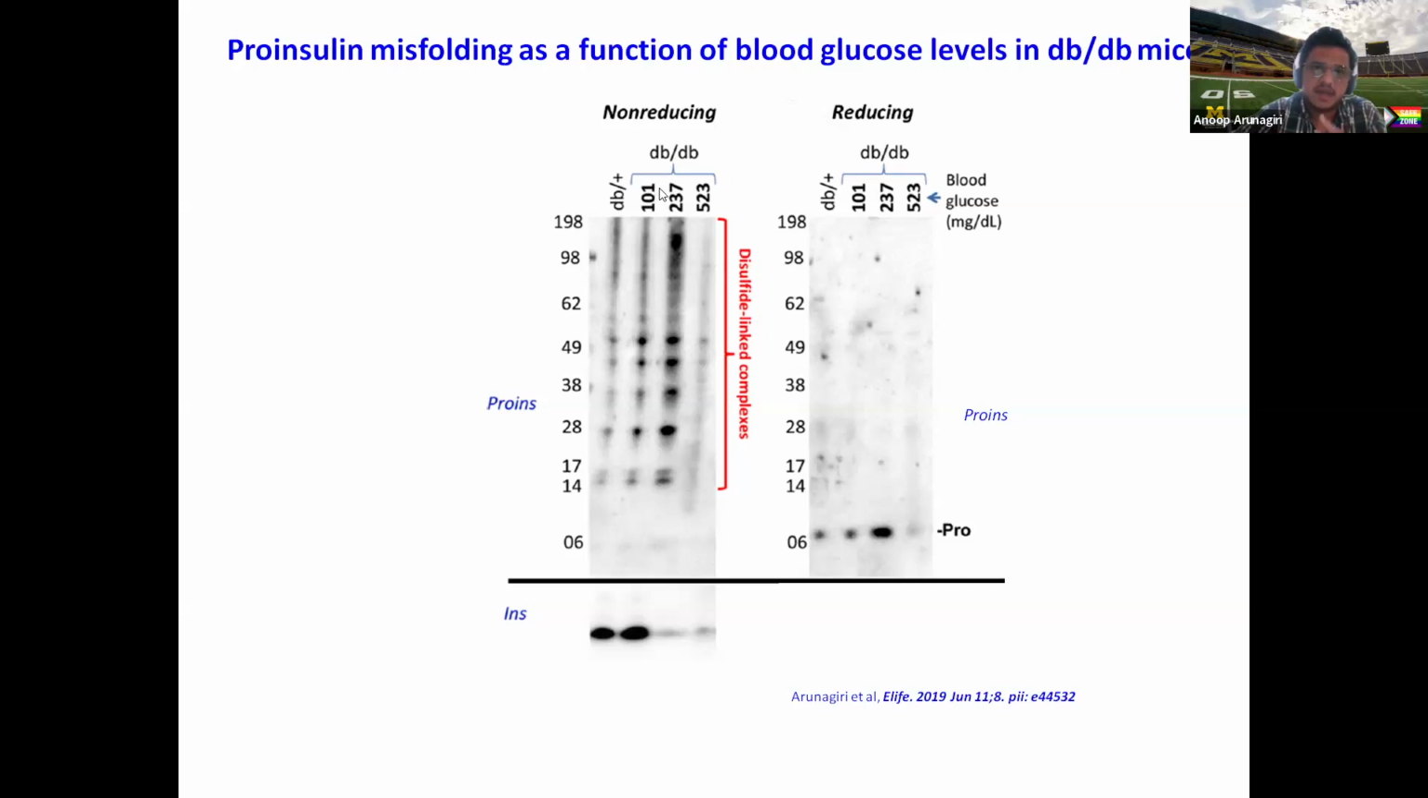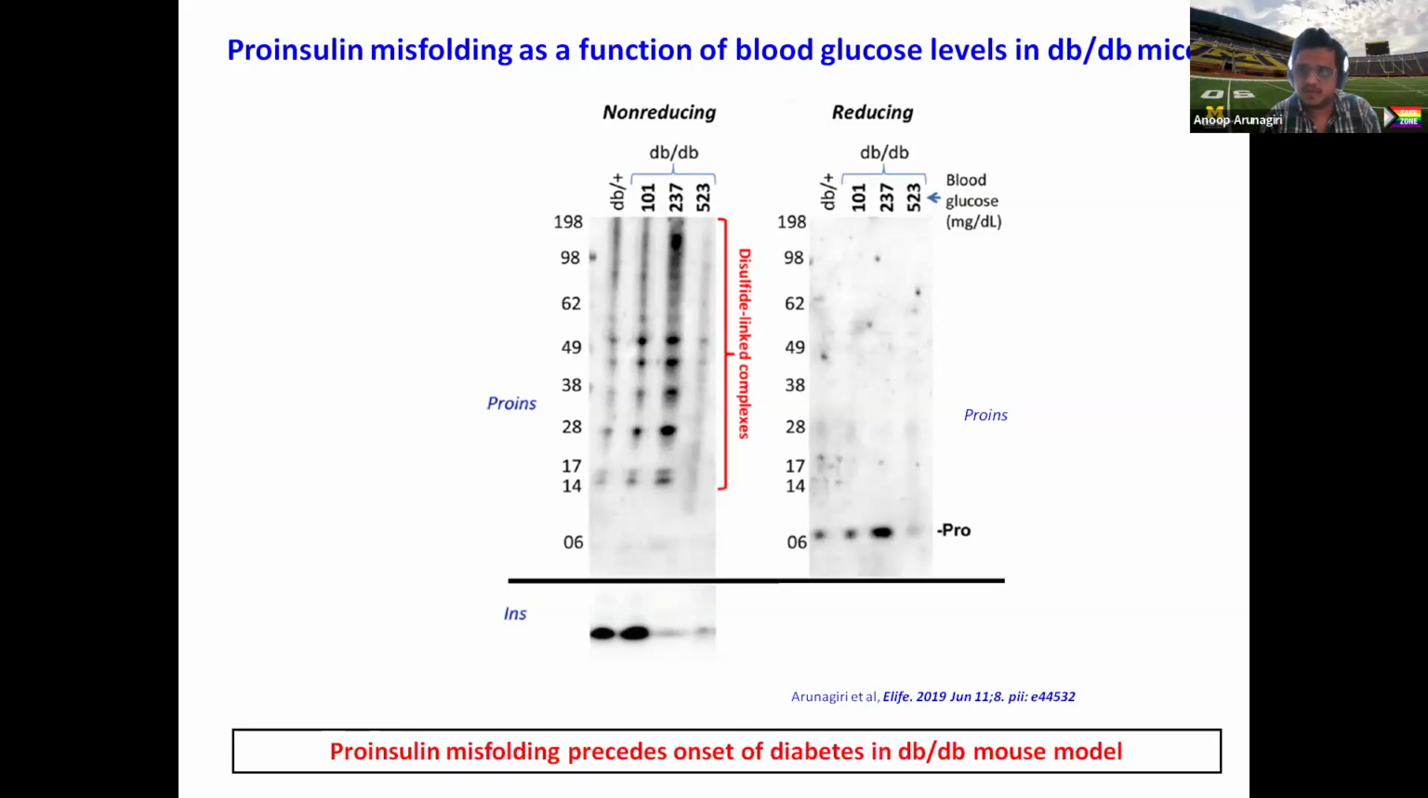One other thing I want to highlight is that these disulfide aggregates happen much earlier in the disease, when the glucose is still normal. 101 is like a normal glucose range. At that stage, we already see these disulfide complexes, telling us that the misfolding and aggregation of proinsulin precede the onset of type 2 diabetes. So that way, proinsulin misfolding itself could be used as an indicator or a biomarker for type 2 diabetes.